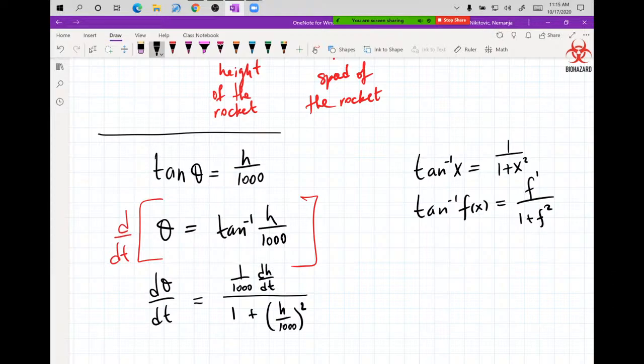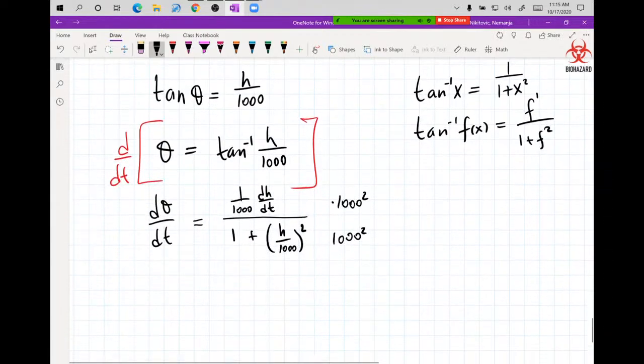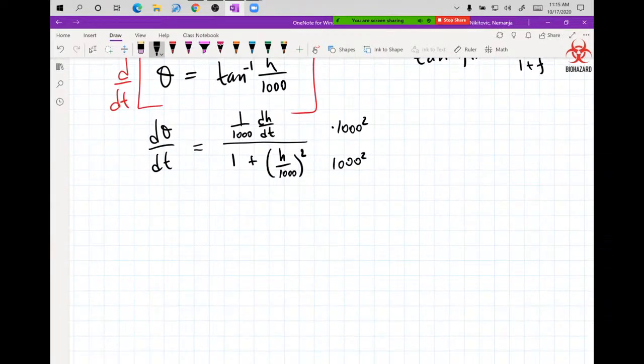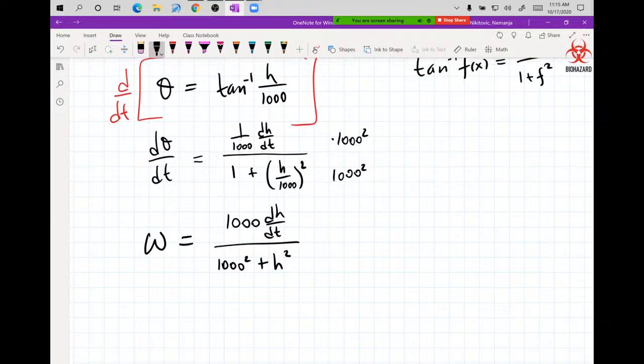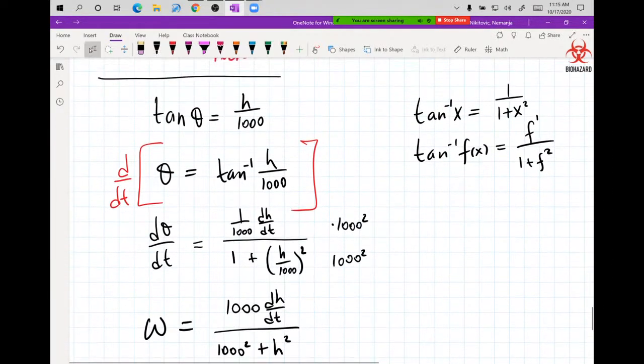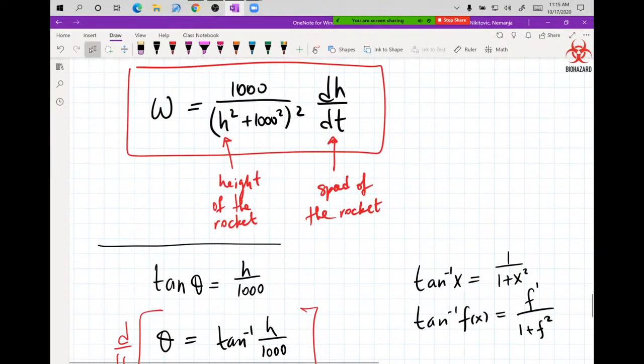So now, when you multiply top and bottom by 1,000 squared to kill the denominator fraction of 1,000 squared, you get omega is equal to, see, 1,000 will cancel on top, the other one stays, so that's 1,000 dh/dt on top, divided by 1,000 squared plus h squared on the bottom. That better be the same as the formula we had before, otherwise I'm going to flip out. Yep, it is.